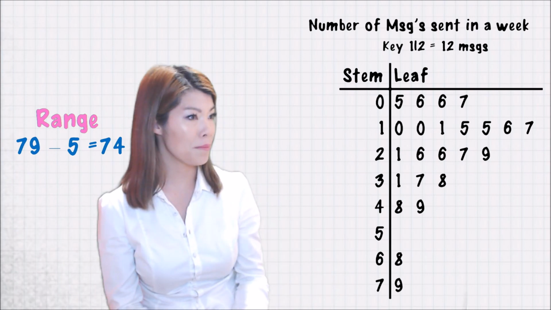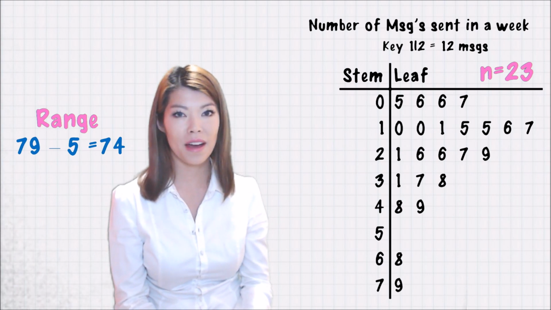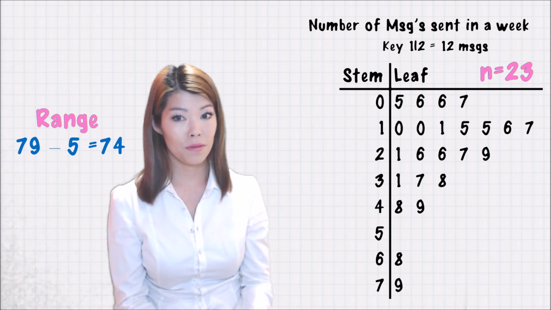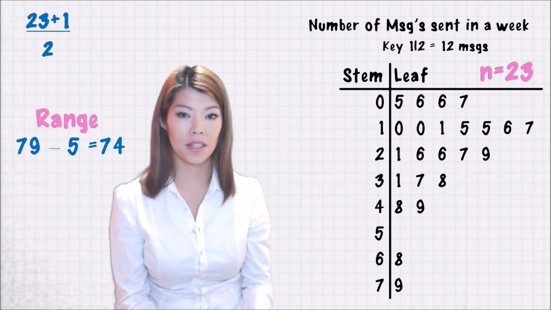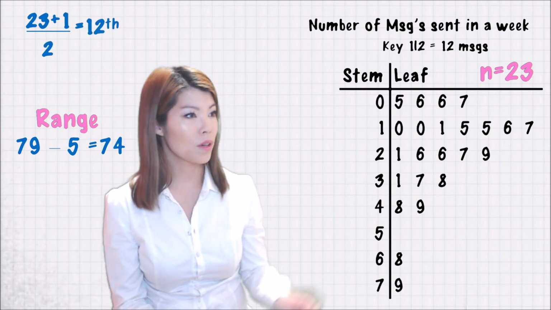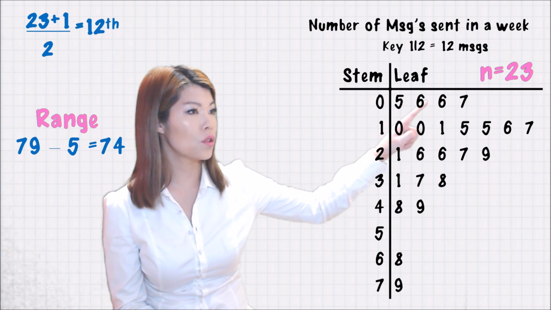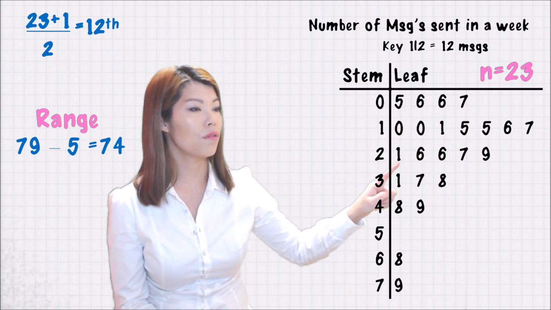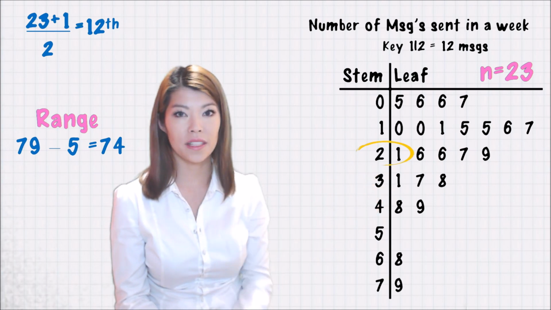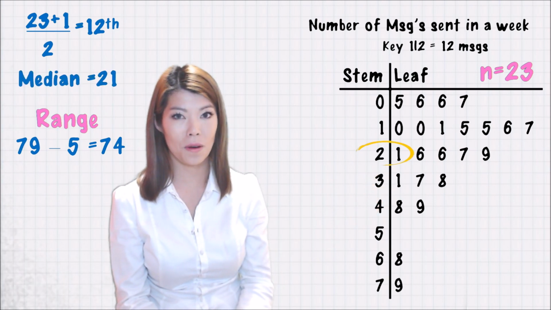So let's have a look how many numbers we have. We have 23 values. Using the formula for the median, 23 plus 1 is 24, divided by 2 gives us 12. Looking for the 12th number, we can count 1, 2, 3, 4, 5, 6, 7, 8, 9, 10, 11, 12. The 12th number is over here, 21. So the median is 21.